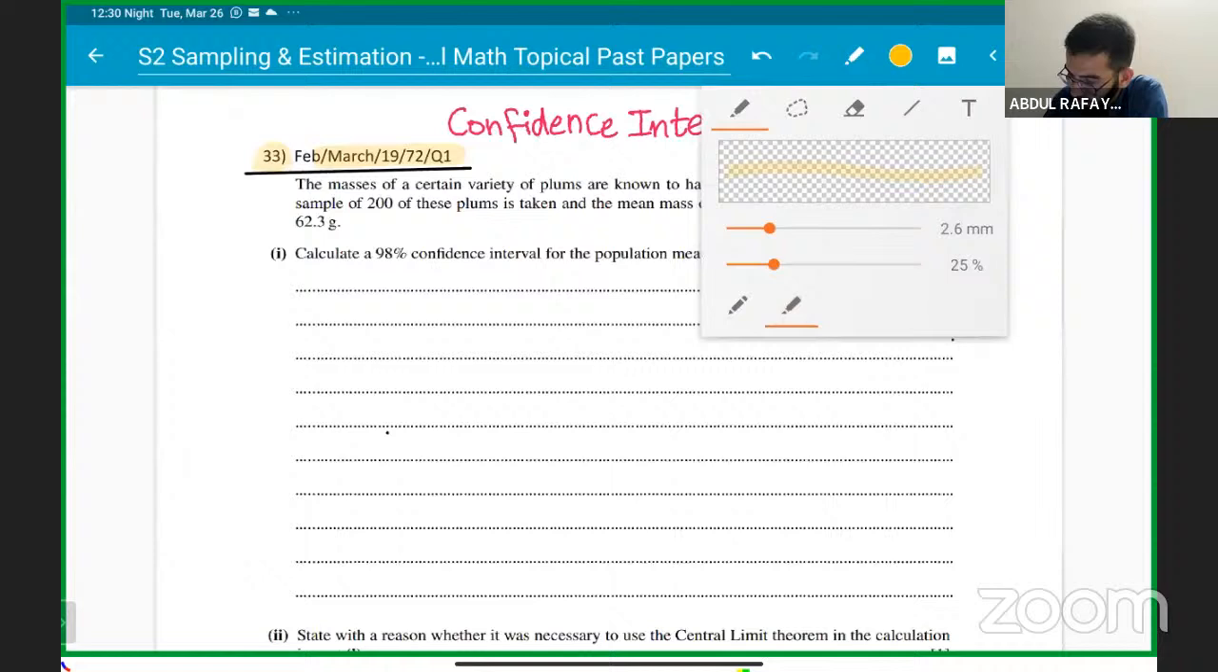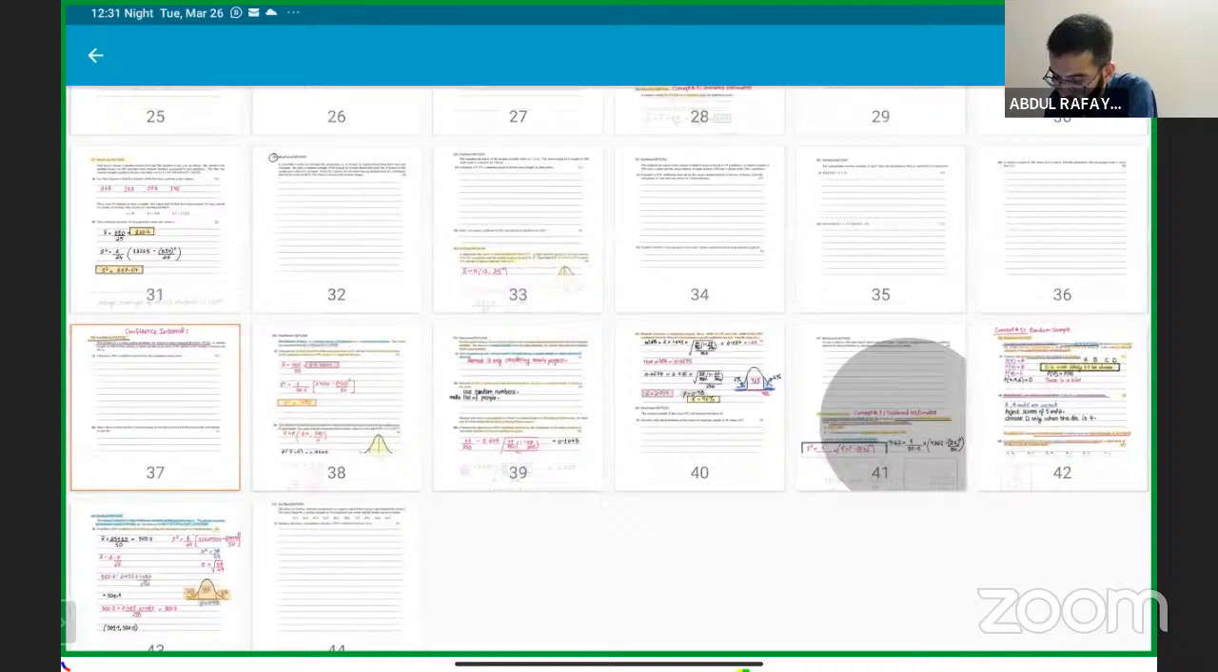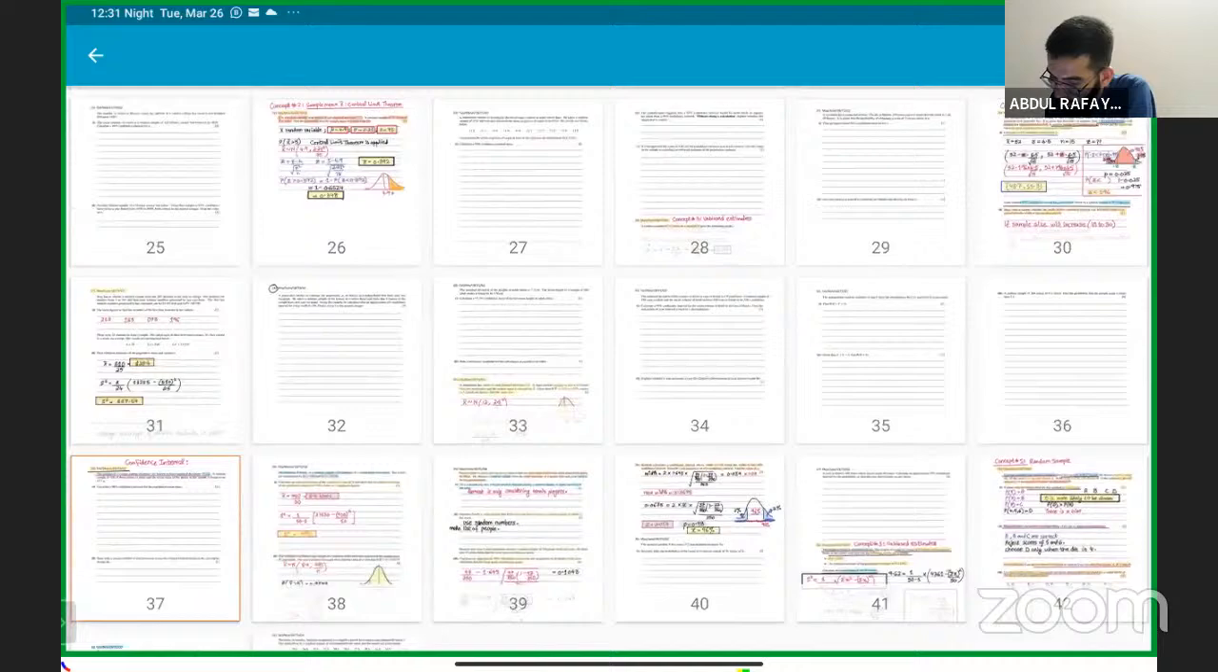We can clearly read the question that the masses of a certain variety of plums are known to have standard deviation. Yeah, they haven't discussed anything about normal distribution. They are not saying anything about the normal distribution. Agar hum previous question ki baat kare, jo humne discuss kiya tha, if you remember that question, it was basically this one.